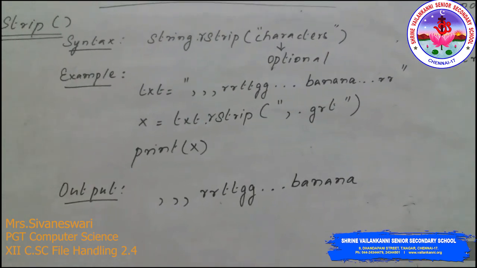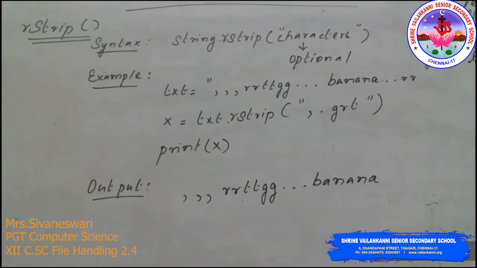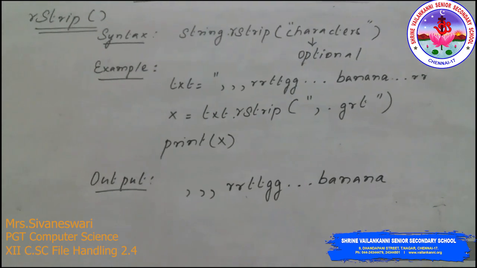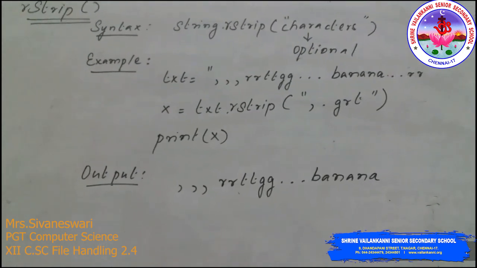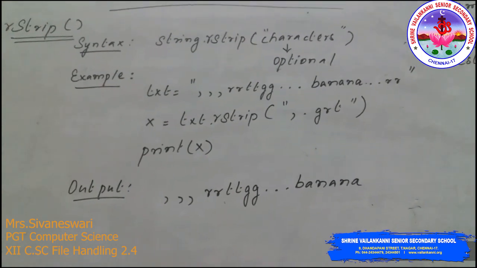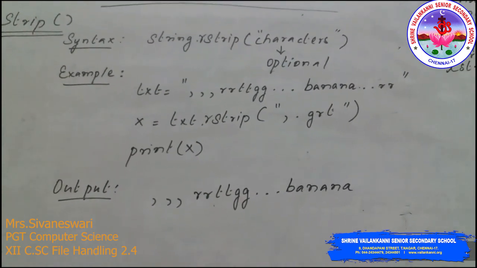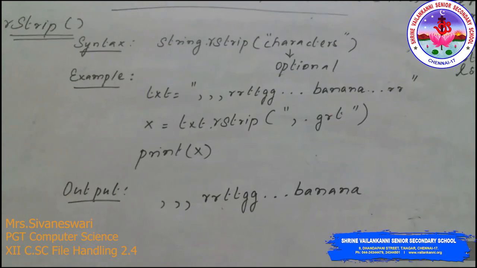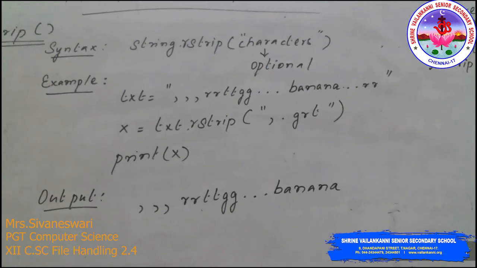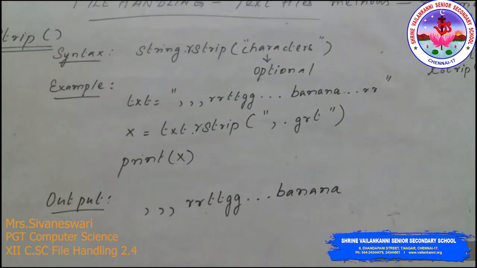When we execute this code, whatever exists before banana will be the same, because that is the left side of the string. Only the right side is removed. So we get the commas, RRTTGG, the dots, and then banana, and the right side is removed. The two dots and two R's are removed.